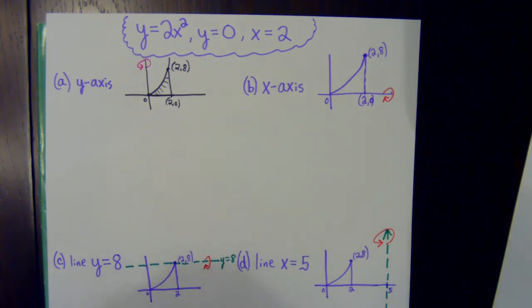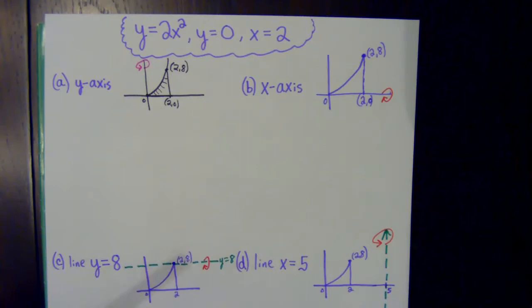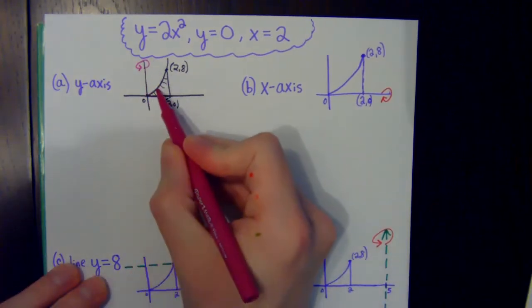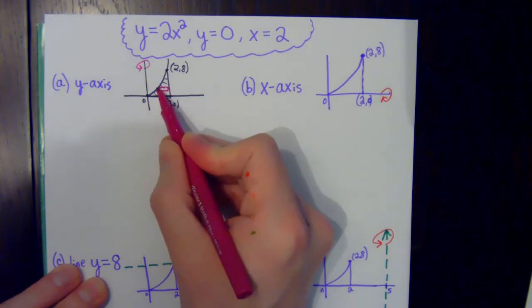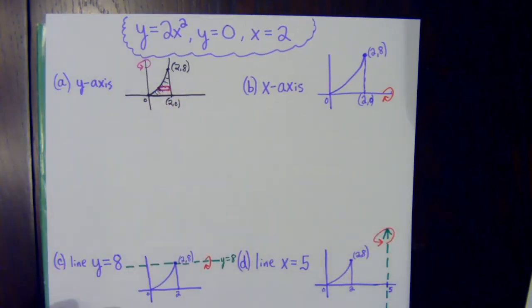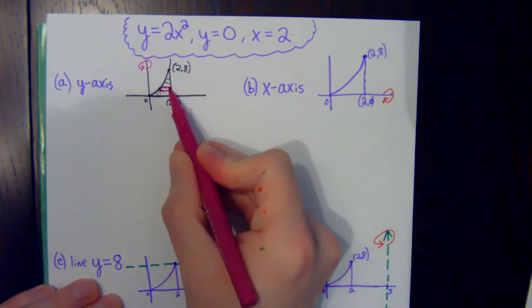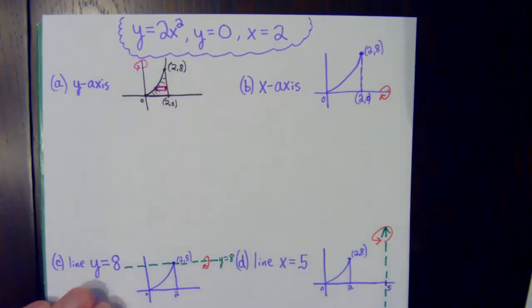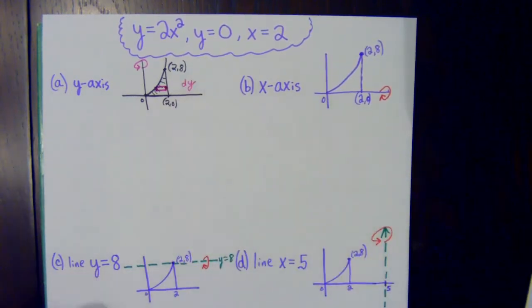Okay, so here's the disk method. Here's how it's going to work. Let's follow these steps. We're going to first draw a rectangle perpendicular to that axis of revolution. So there's my axis of revolution, and I draw a rectangle perpendicular to that. I draw it sideways, and then you're going to determine your dx or your dy. Notice that little part, the width of that rectangle, is vertical. That's what tells me this is going to be a dy problem.